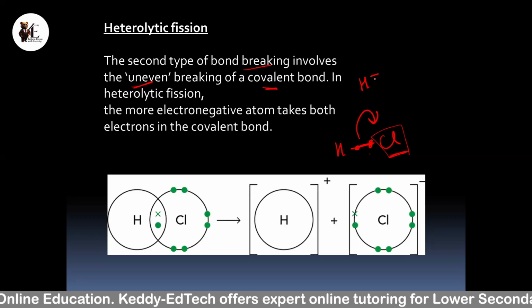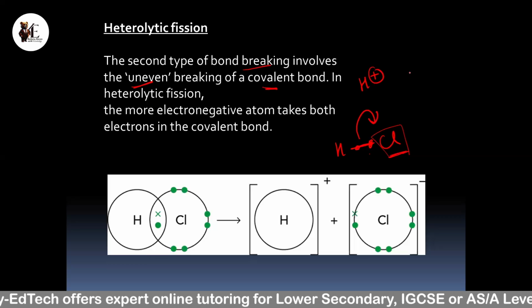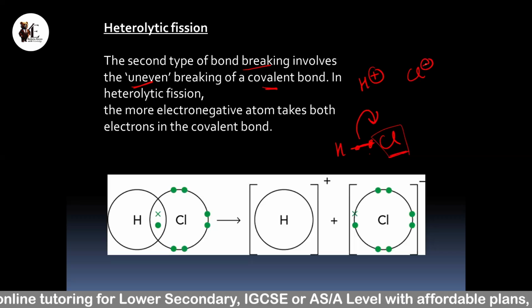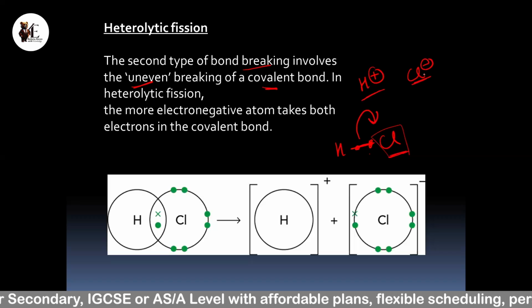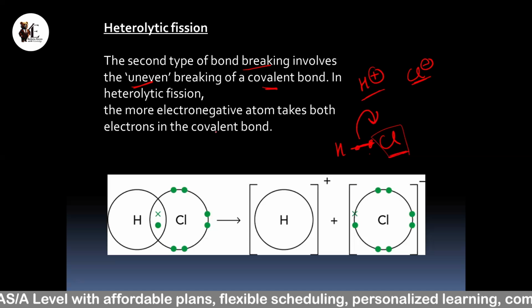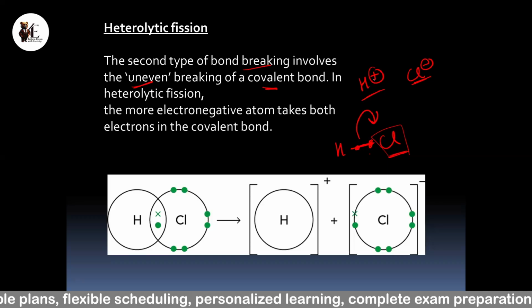Okay, so you have H plus because hydrogen has lost its electron, so it becomes positively charged, and chlorine has gained both the electrons, so it becomes negatively charged. So there is a formation of cation and anion in heterolytic fission, and there is a formation of free radicals in the homolytic fission. Complete transfer of electrons takes place towards the most electronegative atom in the heterolytic fission.